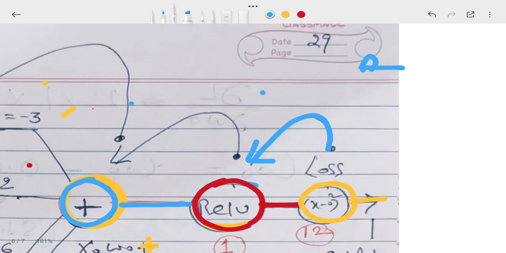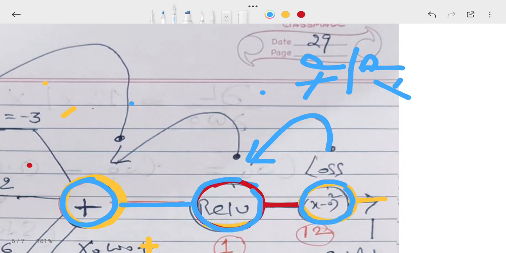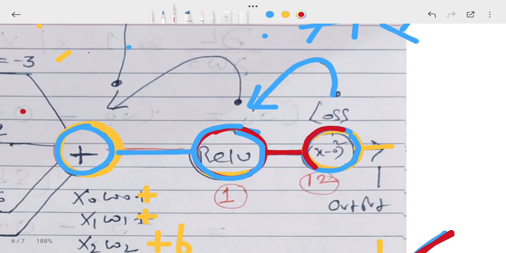dy upon dx. What is the meaning of this? My y is this and x is this: dy upon dx. Again this is dy, this is dx, again dy dx; like this it is working. I think you understand. So this is my loss, this is y and this is x. If I want to update, I will go back, dy upon dx.